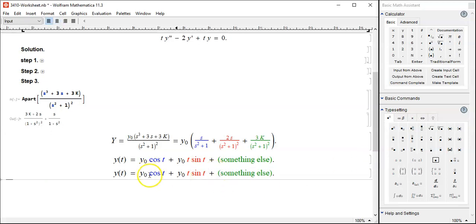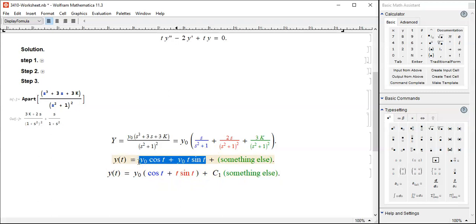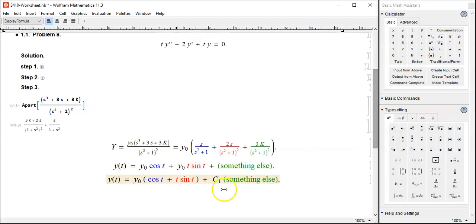That means the desired general solution looks like this. And the blue and red, they are both tied to the initial condition y0. So here goes one solution, and the second solution, which was supposed to be linearly independent. The Laplace transformation method found only one of them, not the second one, so I'll have to stop here.